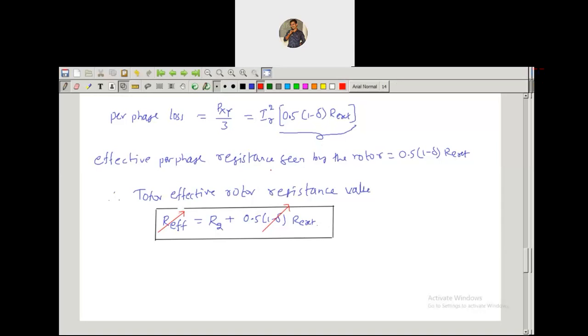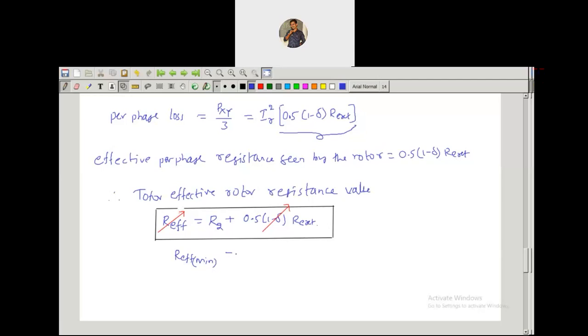So this is the value of the rotor resistance we can observe, and from this let me write down the minimum value that can be obtained and the maximum value. By varying delta, we can get the variable rotor resistance value, right? As delta ranges from 0 to 1, from that we can find this R effective minimum and R effective maximum.